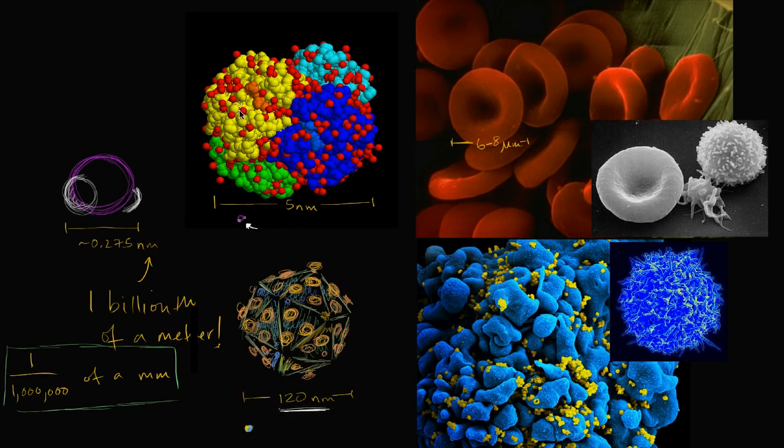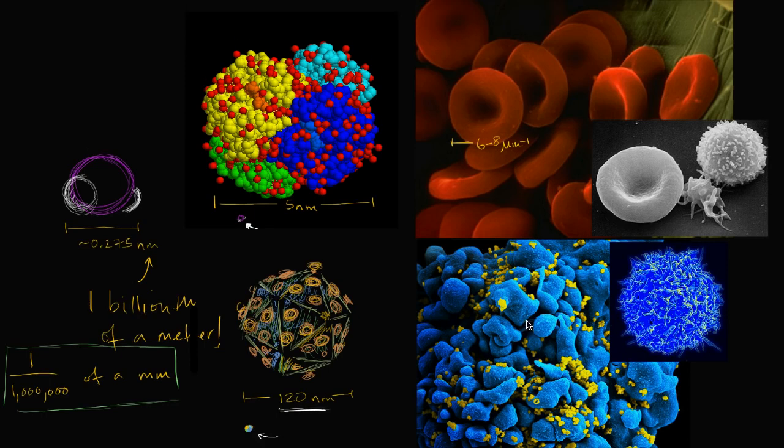So if we were to draw this hemoglobin protein at the same scale as we've drawn this virus, this thing right over here would be the hemoglobin protein, and we wouldn't even be able to see the water molecule at this scale right over here. But this is still really, really small. This is 120 billionths of a meter. So this is still unimaginably small.